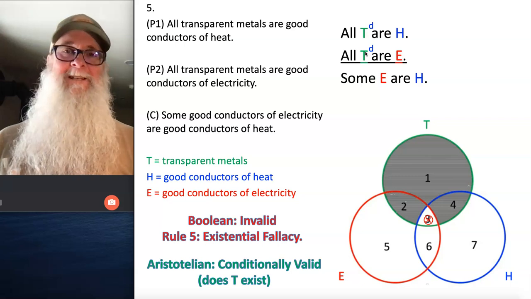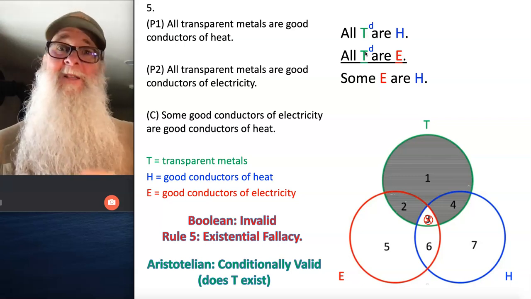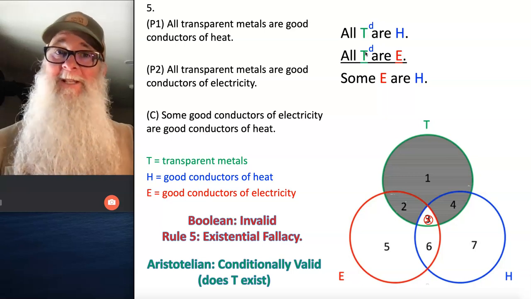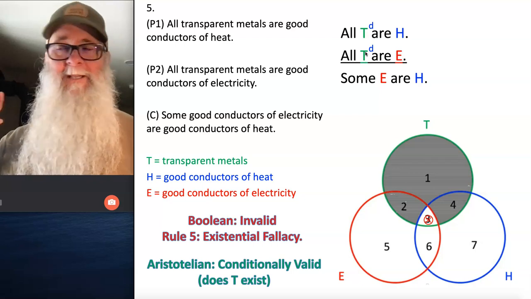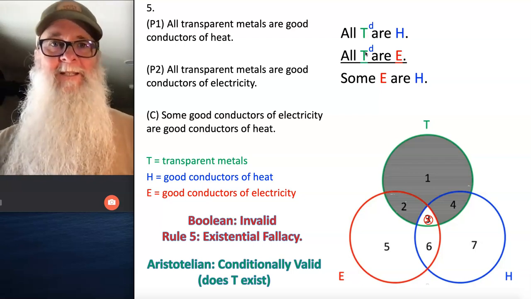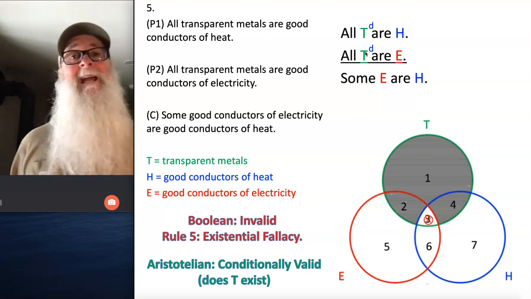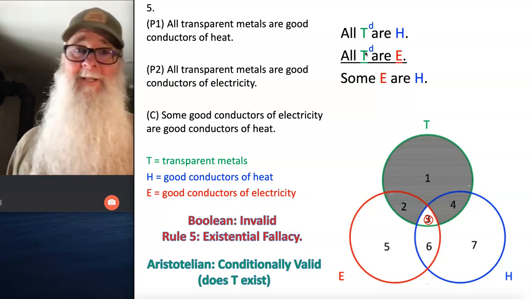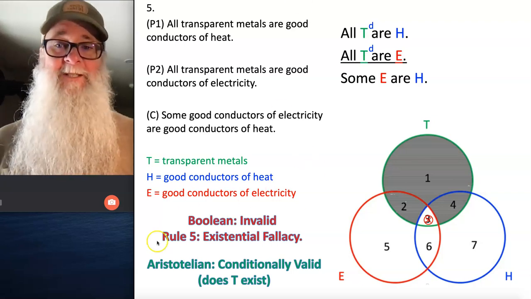They are a very recent invention that are used in cell phones. So the critical term refers to something that actually exists, even though 8 years ago when I was using the same example, transparent metal didn't exist, and the argument committed the existential fallacy from both standpoints. But now it commits the existential fallacy from the Boolean standpoint only, and it meets the condition for validity from the Aristotelian standpoint.